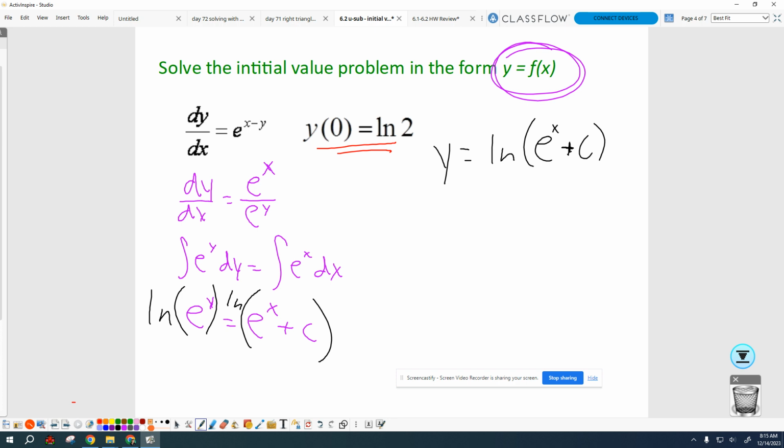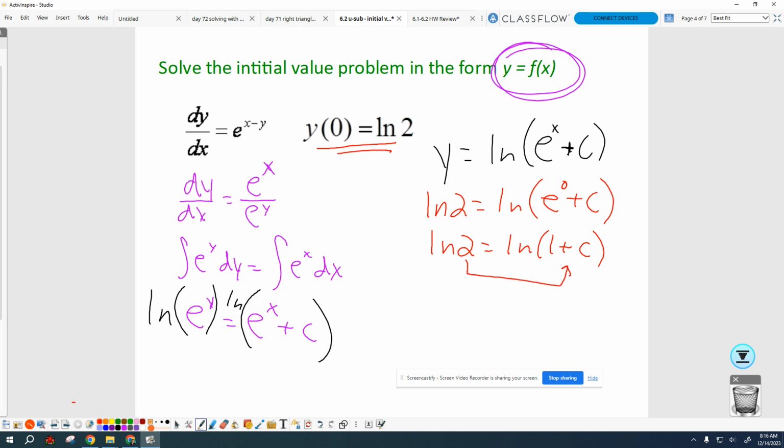So now I'm gonna plug in the one coordinate they gave me. The y value is natural log of 2, and over here, e to the 0 plus c. What is e to the 0? 1. So natural log of 2 equals natural log of 1 plus c. What is the c value? 1. I can take the insides out and set them equal.